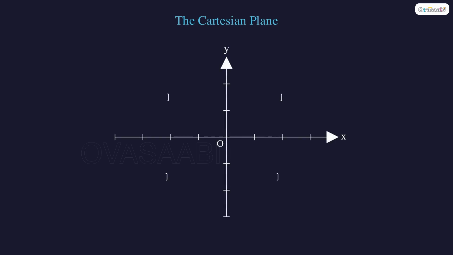Now meet the Cartesian plane. Two number lines cross at a point called the origin. The horizontal is the x-axis, the vertical is the y-axis. They create 4 quadrants.